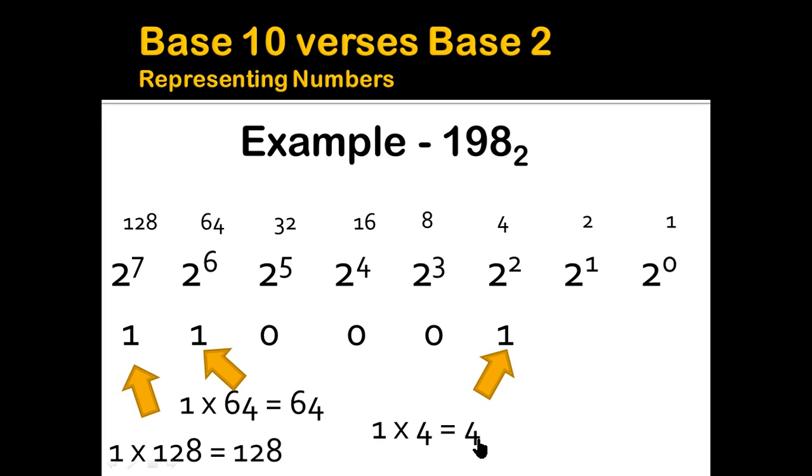And then we got 1 times 4 is 4. So we needed 6. That means we have 2 more to go. Well, 2 to the first is 2. Put a 1 there. And that's all we need. 128 plus 64 plus 4 plus 2 is 198. So we just finish it off by putting a 0 there.